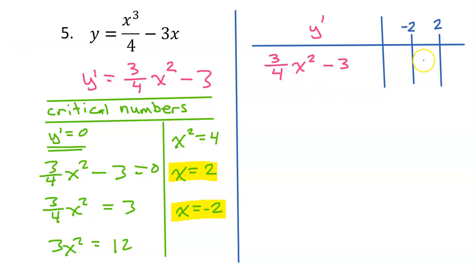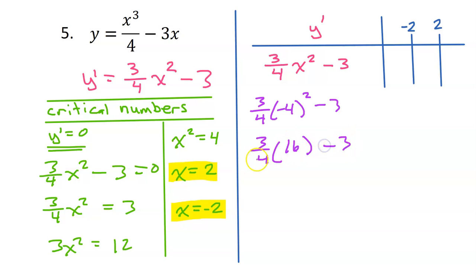So let's pick a test value in each interval so we can determine if y prime is positive or negative. In the first interval, for example, we just need something that's less than -2. So how about -4? So if we let x equal -4, then that's 3/4 times -4 squared minus 3. So that'll be 3/4 times 16 minus 3. 4 goes into 16 4 times. 4 times 3 is 12. So that's 12 minus 3. So that's going to be positive 9. So all that really matters is that this is a positive value.